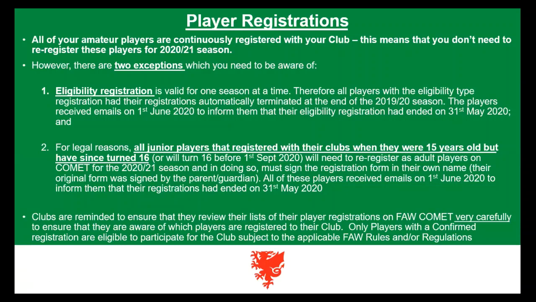However, there are two exceptions which you do need to be aware of. So firstly, eligibility registrations. These are only valid for one season at a time. So any players that had the eligibility type last season have had their registrations automatically terminated at the end of the 2019-20 season. The players received emails on the 1st of June to inform them that their eligibility registration had ended on the 31st of May 2020. And this was also on the COMET page. It showed the date too as the 31st of May.